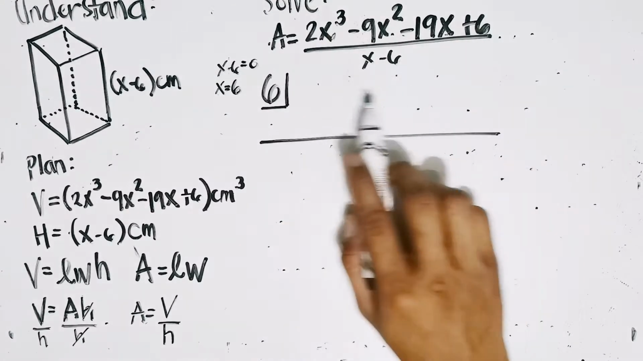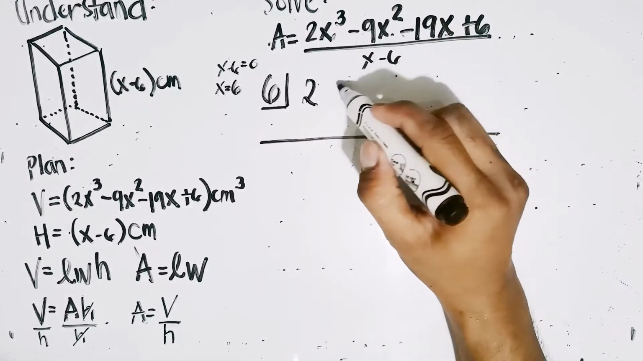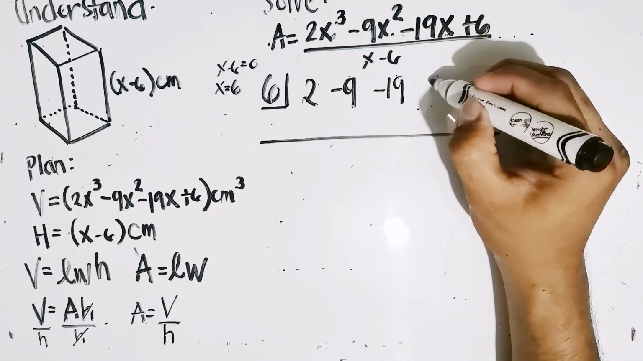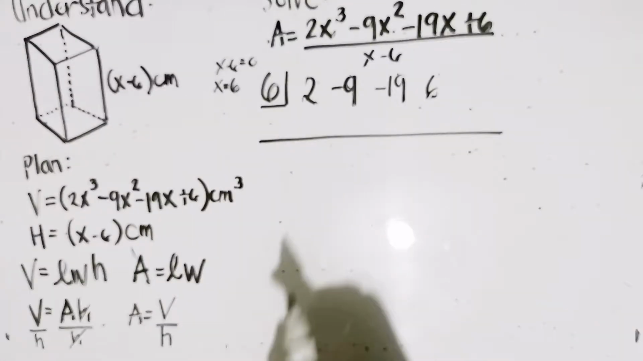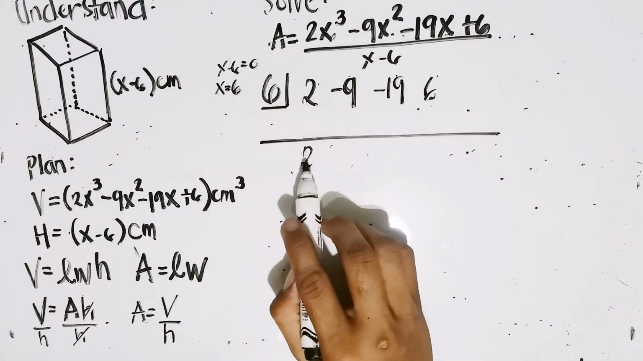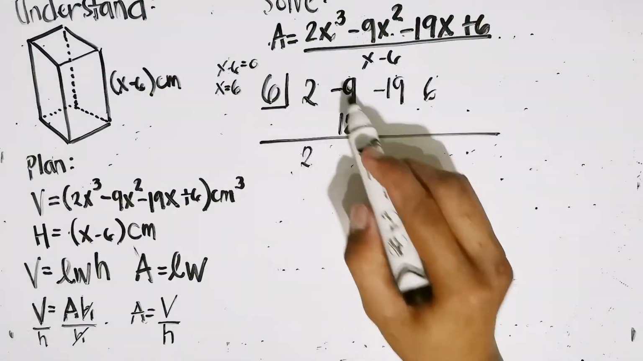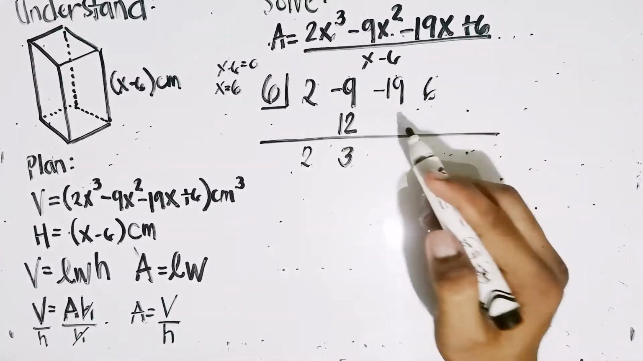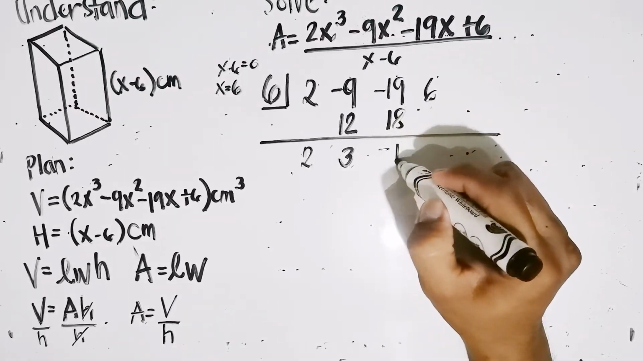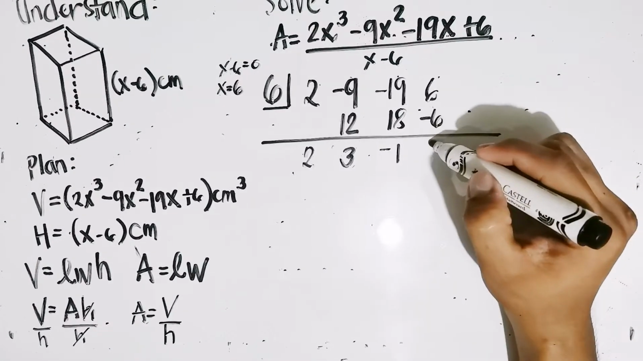Next, write the numerical coefficients of the numerator. We have 2. Next is negative 9. Next is negative 19. Followed by the constant, which is 6. Again, to do synthetic division, first bring down the first number, which is 2. Multiply that one with the divisor. 2 times 6 is 12. Negative 9 plus 12 is 3. 3 times 6 is 18. Negative 19 plus 18 is negative 1. Negative 1 times 6 is negative 6. 6 plus negative 6 is 0.